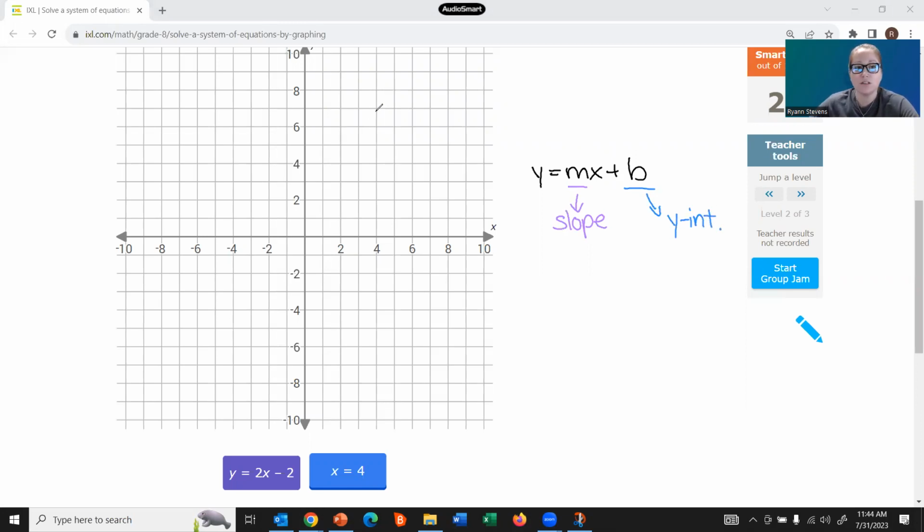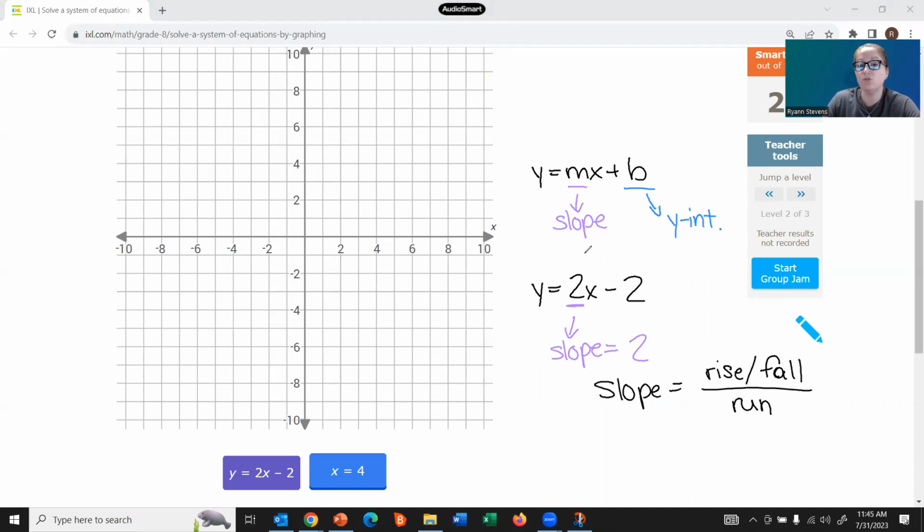And so the first equation that we're going to look at is the darker blue equation. Okay, we've got y equals 2x minus 2, and then the lighter blue is x equals 4. So we're going to start with the darker blue, y equals 2x minus 2. Looking at this equation, we can see that our slope is the number in front of x, or 2. So our slope is equal to 2, and our slope is our rise or our fall over our run.